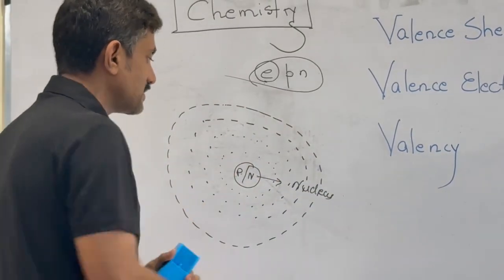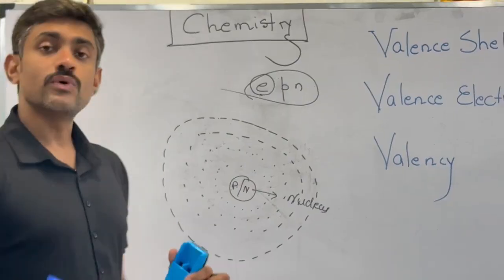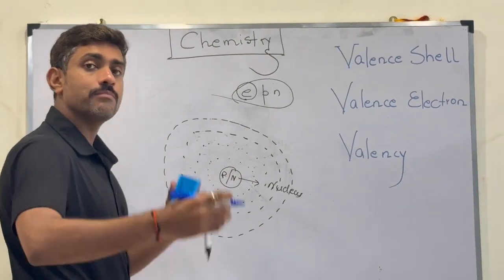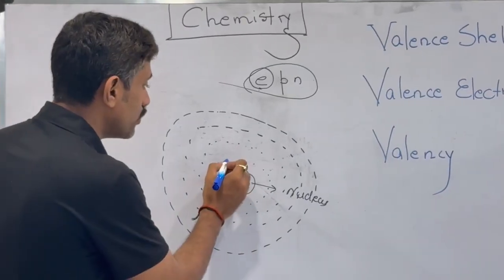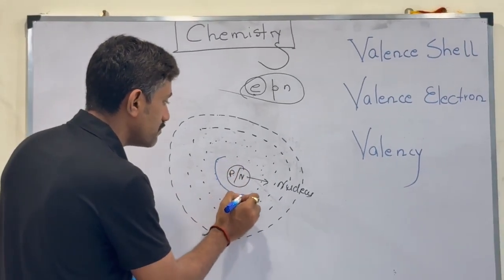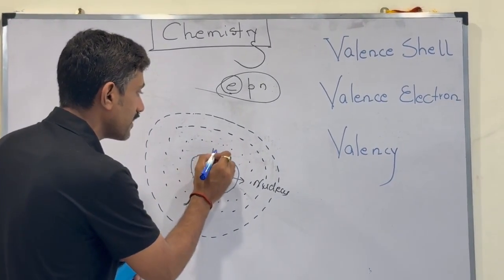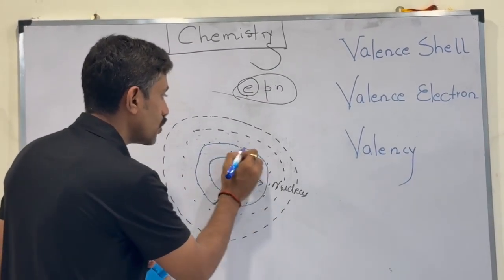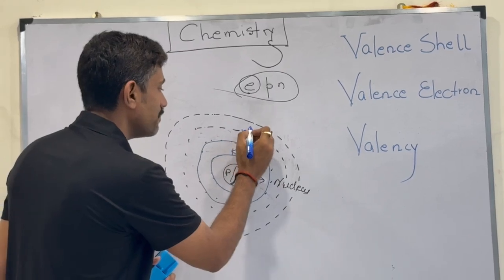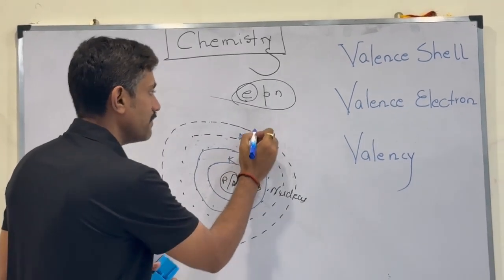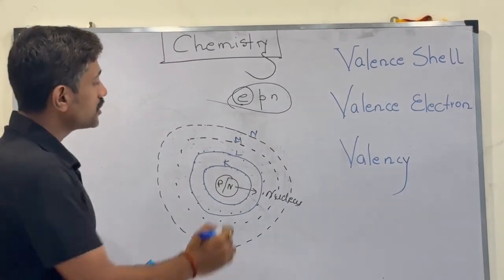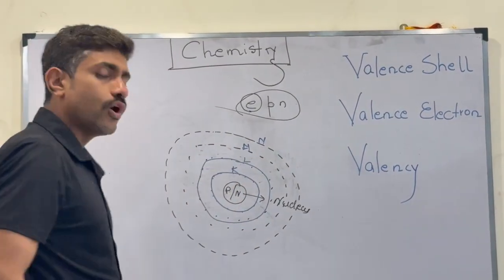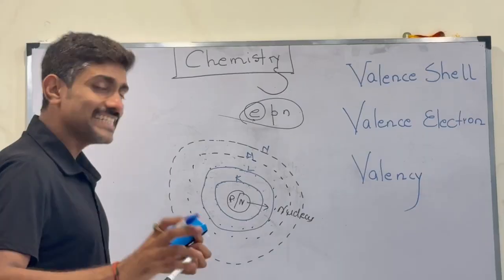So these shells are not named as shell 1, shell 2, shell 3, shell 4, but technically these shells are named as K, L, M, N and so on. So the innermost shell is known as K. After that, the second innermost shell is known as L, and then this is M, and this is N. You got the point? So the shells are named K, L, M, N, depending on the energy level. Now what exactly is the energy level?